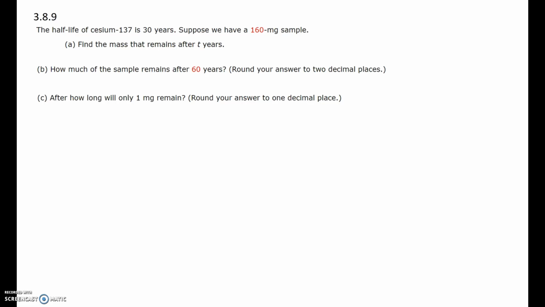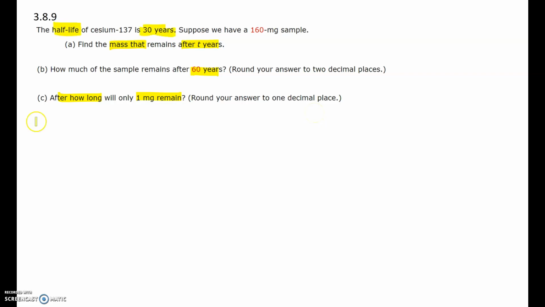This is the practice exam 2 problem. The half-life of cesium-137 is 30 years. Suppose we have a 160 milligram sample. A. Find the mass that remains after t years. B. How much of the sample remains after 60 years? Round your answer to 2 decimal places. C. After how long will 1 mg remain? Round your answer to 1 decimal place.